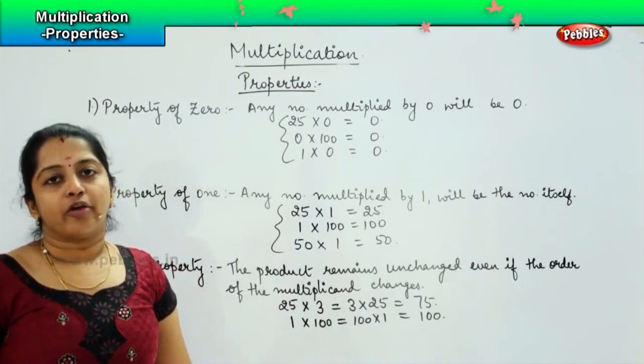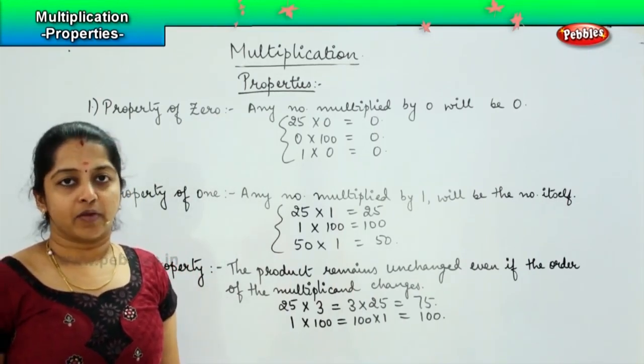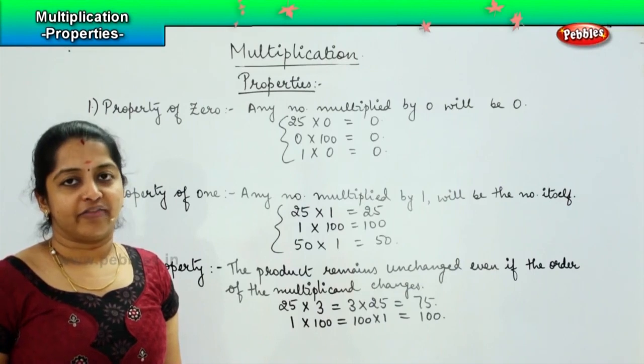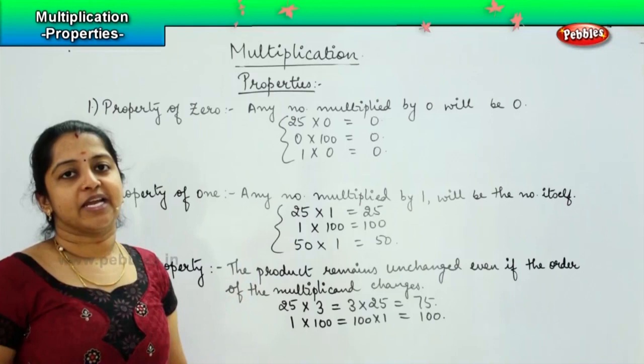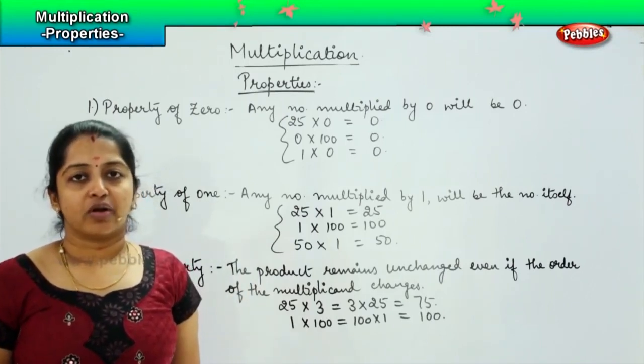And the last property, that is the order property, states that the product will remain unchanged even if the order of the multiplicand shuffles. Okay. So the answer will not get affected. The product will not get affected. So these are the basic rules of multiplication based on which we will be solving our sums.